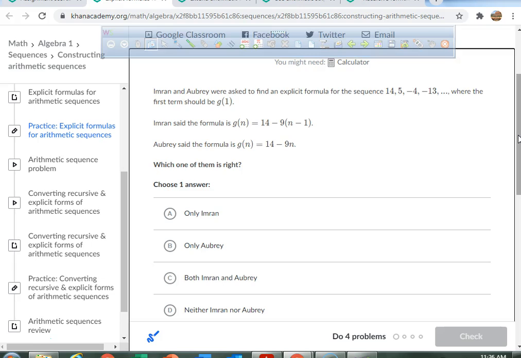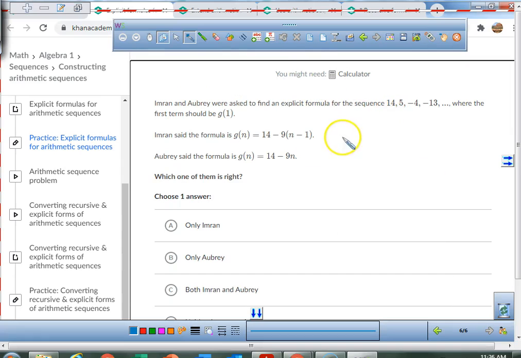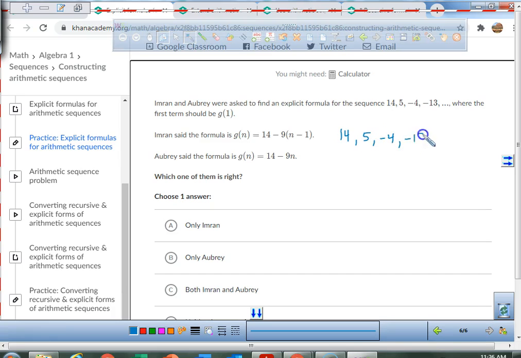All right, so Imran and Aubrey were asked to find an explicit formula for this sequence. So here we go. Ready? 14, 5, negative 4, negative 13. The first term is g of 1, so this is our first term. Let's use our formula right now. I'm going to put a_n equals our first term, plus a common difference: (n minus 1) times d. We're going to find an explicit formula just for this.